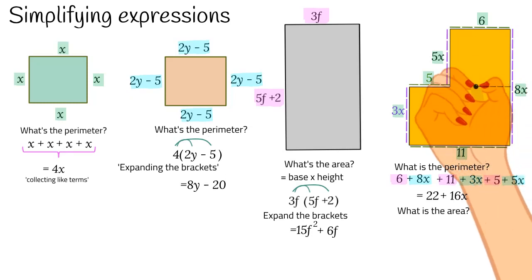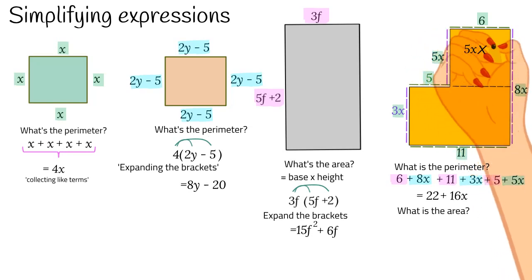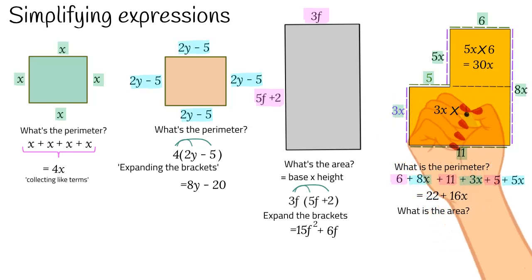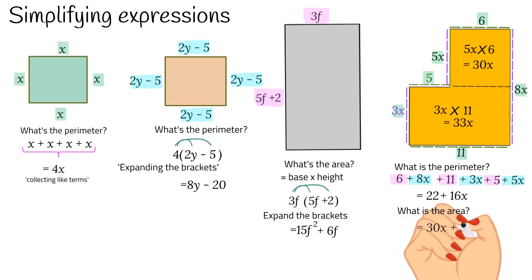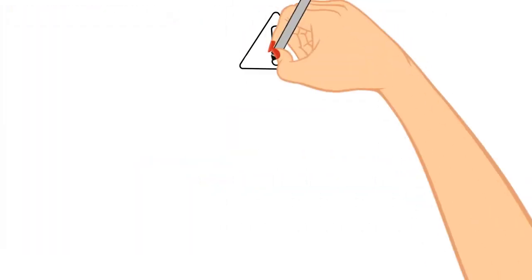To find the area, we need to split our shape up into 2 rectangles. And then find the area of each rectangle. Well, the first rectangle is 5x times 6, which we immediately simplify to 30x because we don't like that times symbol. And then our second shape is 3x times 11, which is 33x. Now we can plus them together. 30x plus 33x is simply 63x. And that is our total area.